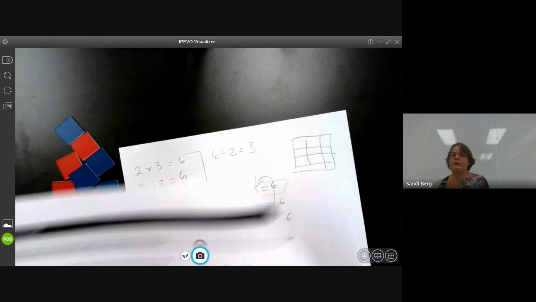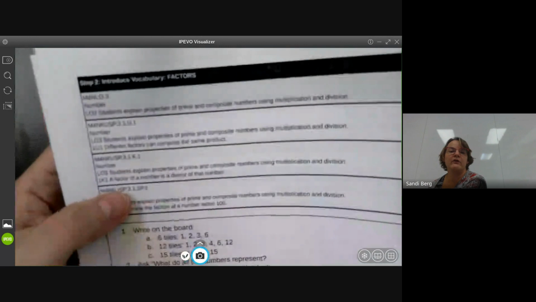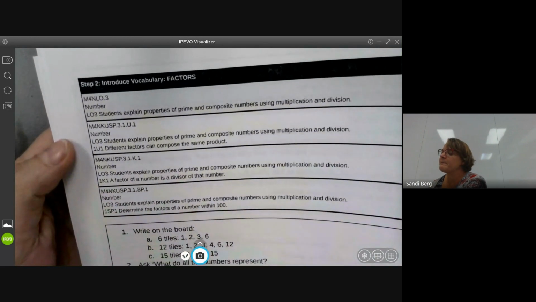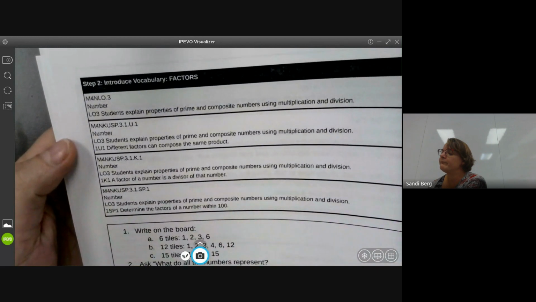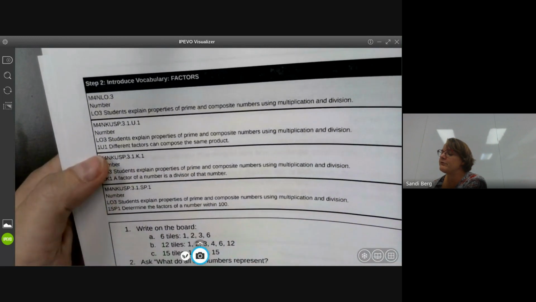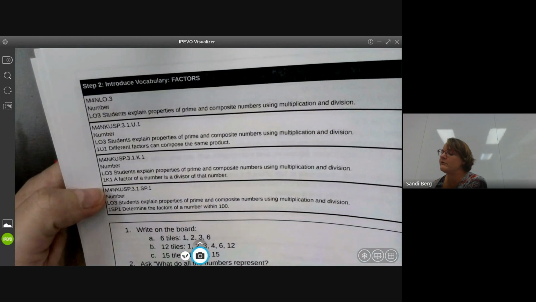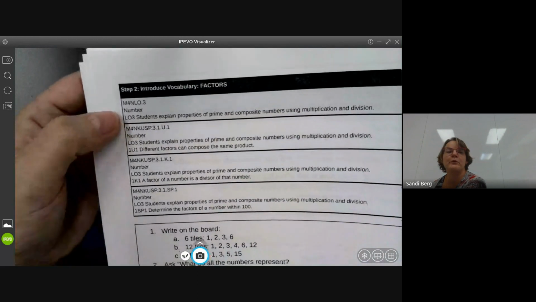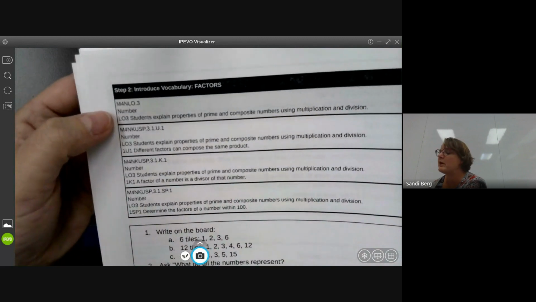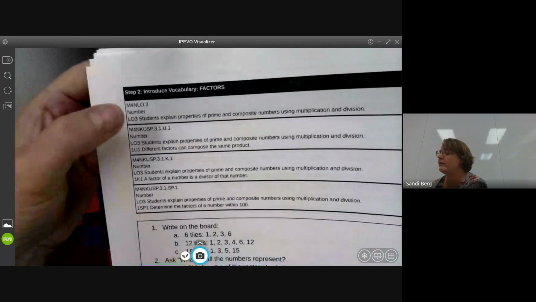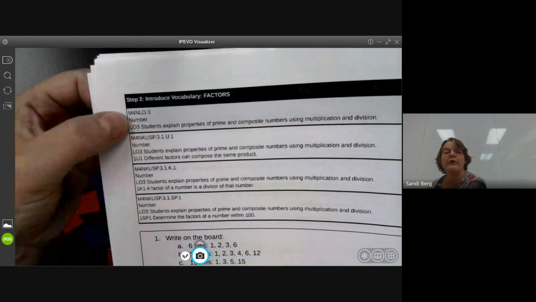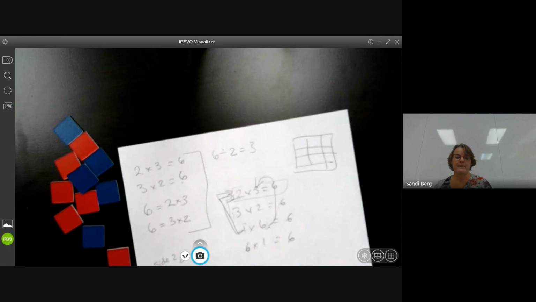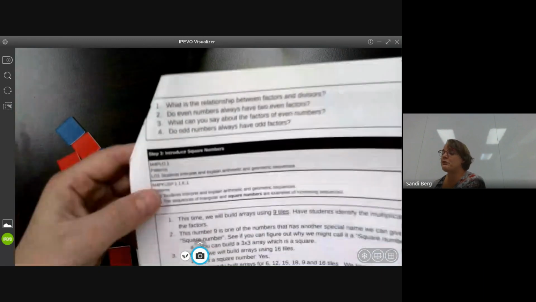And the outcomes that we're exploring this time, and I know it's really blurry, but you'll get this, they can explain factors can compose the same product, a factor of a number is a divisor of that product, and determine the factors of a number. Notice I'm always putting the learner outcome at the top as well, so that I'm reminded that this is all helping to build up to their overall understanding of learner outcome number 3 for numbers. Learner outcome, or step 3.